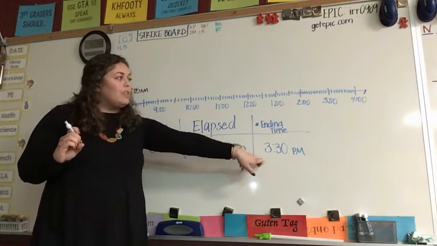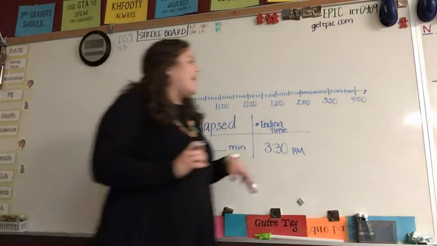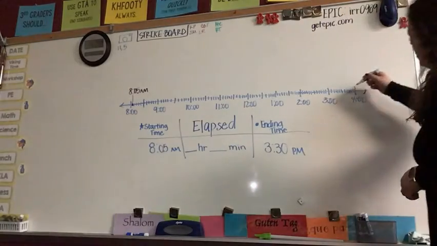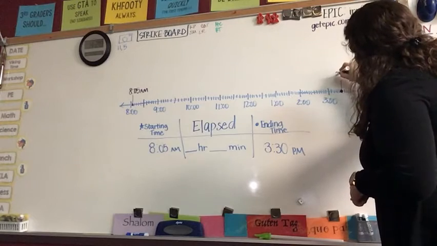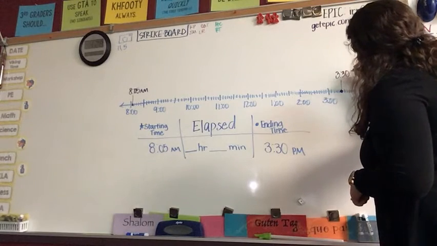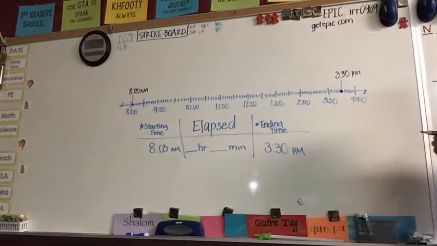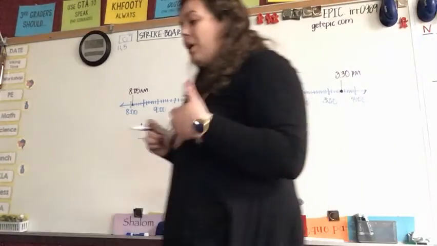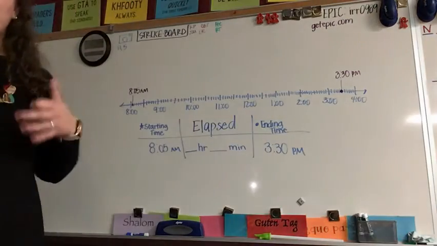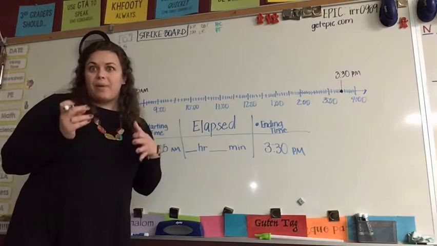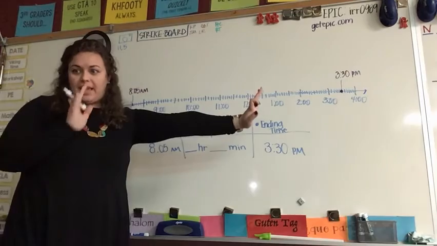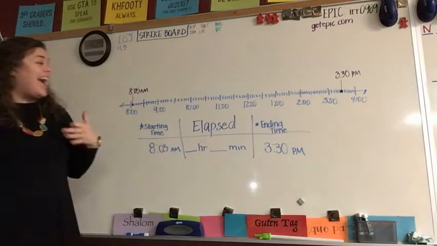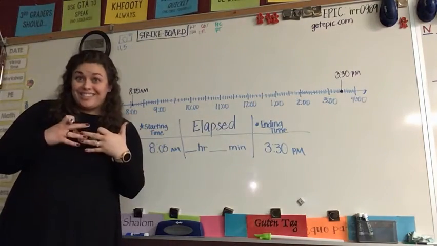I'm going to label 3:30 as my stopping point, and that's the one that's halfway between 3 and 4. So I'll go ahead and mark that with my ending dot and label it as 3:30 p.m. So I need to figure out how much time is actually passing from 8:05 a.m. to 3:30 p.m. To do this, I like to count hours first.